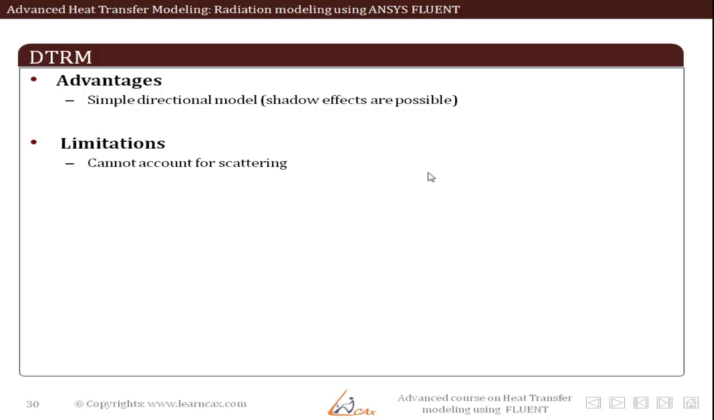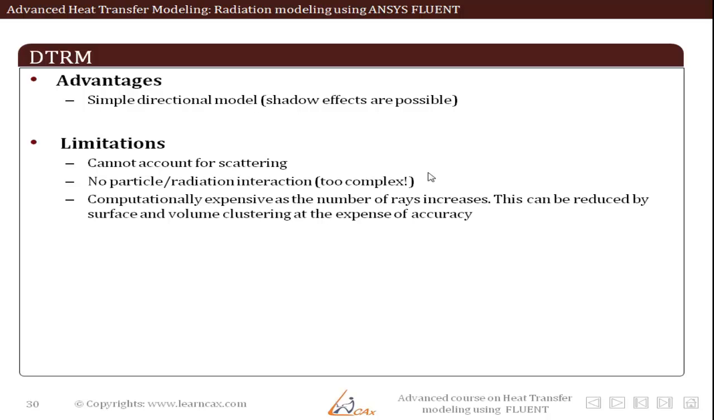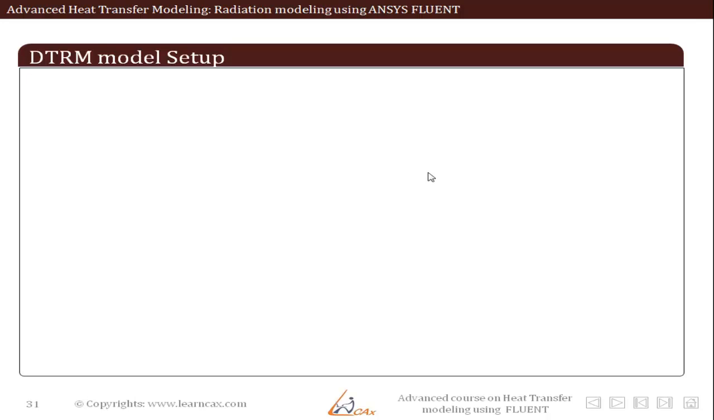This model cannot account for scattering like the P1 model. The model does not consider particle and radiation interaction. As it considers rays, it is computationally more expensive than the P1 model. Gray gas approximation is there, which means no wavelength effect. It is not valid for the parallel solver, can give issues with heat balance, and the best result is only with optical thin medium. Now let us learn how to set up this model.